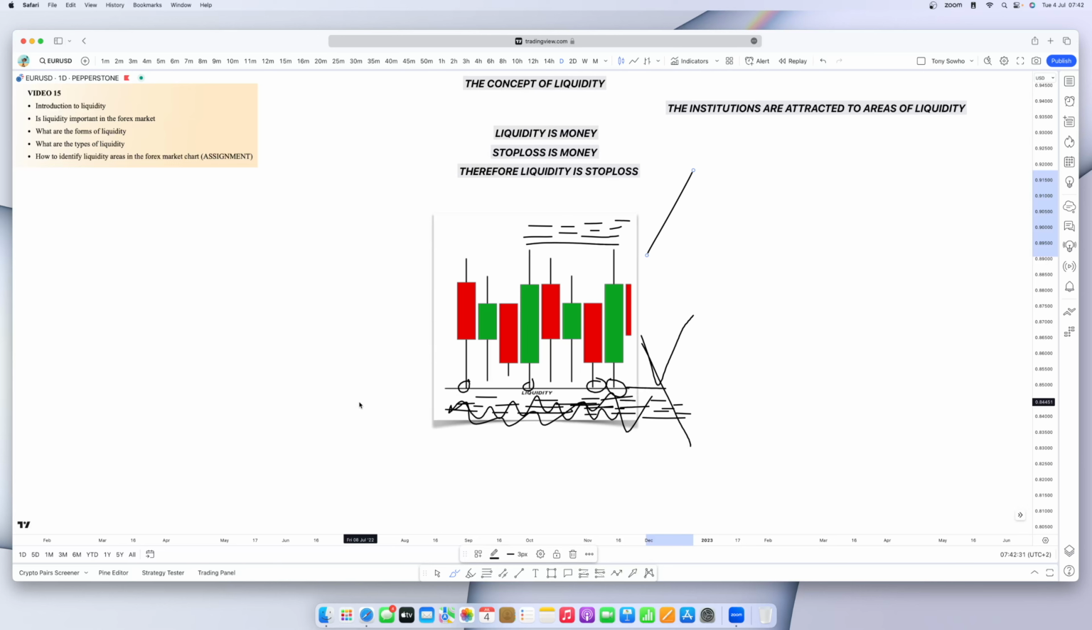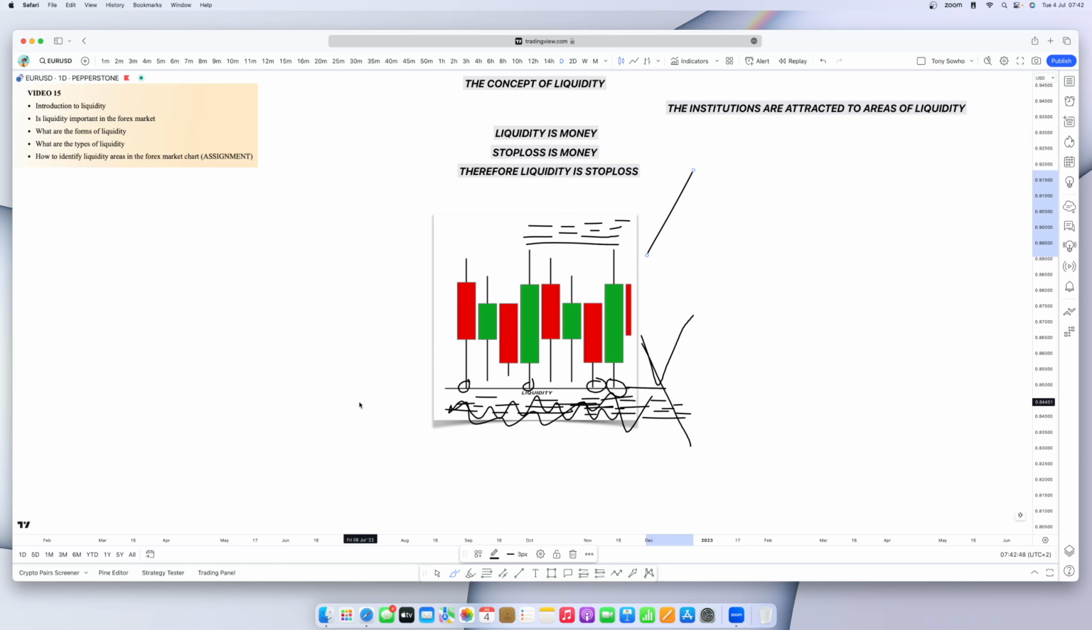Now, this topic of liquidity is going to be long. I'm not going to lie to you. So I want you to catch it well. Liquidity is not something that's going to go away. Make sure you understand it well.